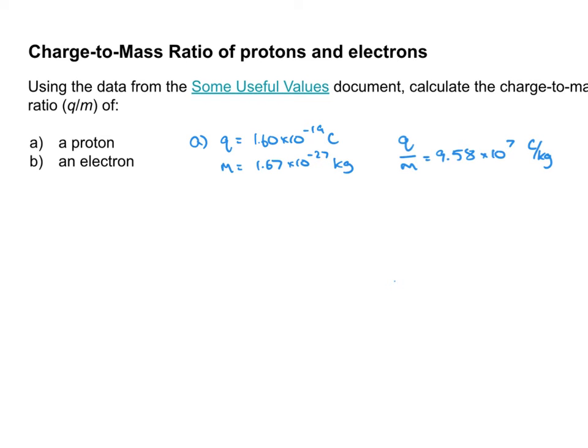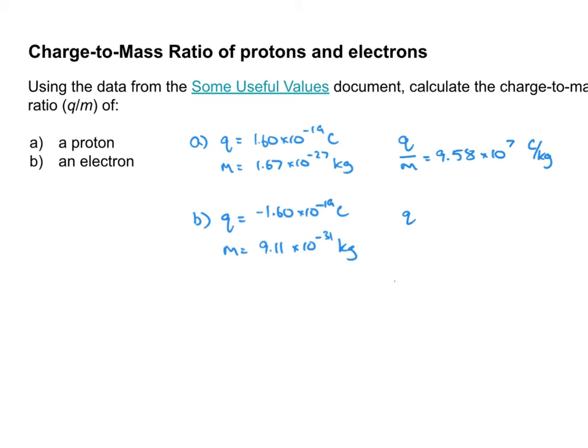All right, we can do the same thing for the electron. So the charge of the electron is the same. It's negative this time. The mass of the electron is 9.11 times 10 to the negative 31 kilograms.